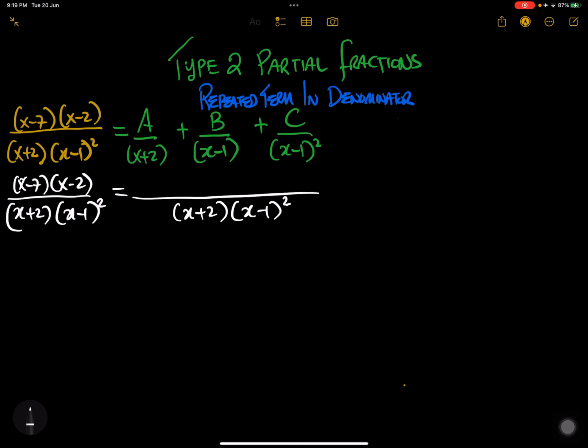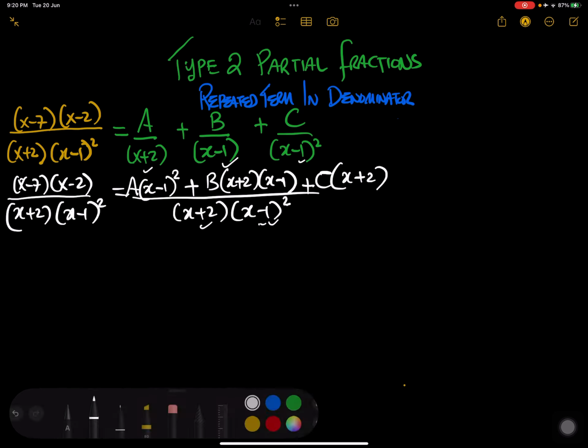Now remember that this term is this one here, so this is what is left. We're going to have A into what is left, x minus 1 all squared, plus the B. We have this x minus 1, two of it here, so it's going to be B into the x plus 2, which is left, and then one of the repeated term, like that. And then the last thing is the C. The repeated term is already here, so C is going to take on x plus 2. I hope this helps so far.